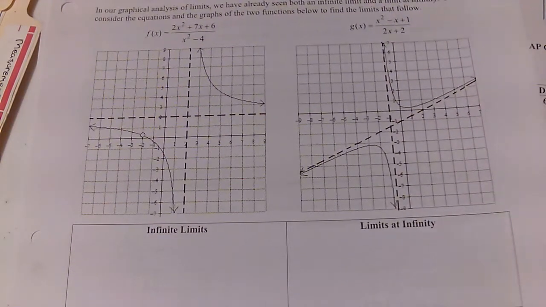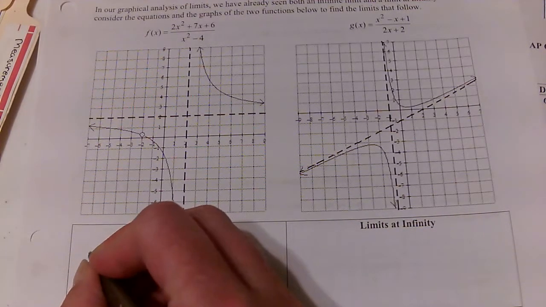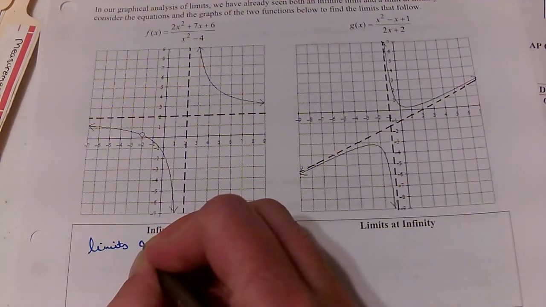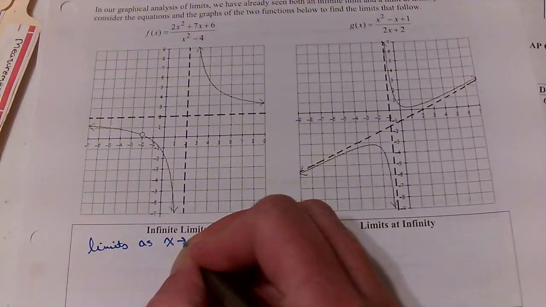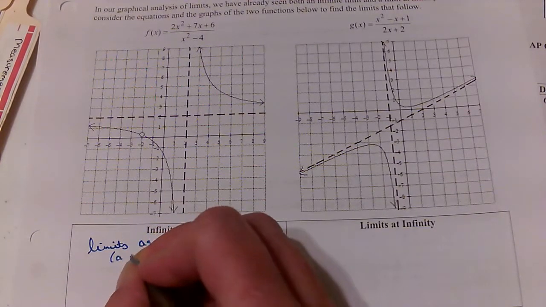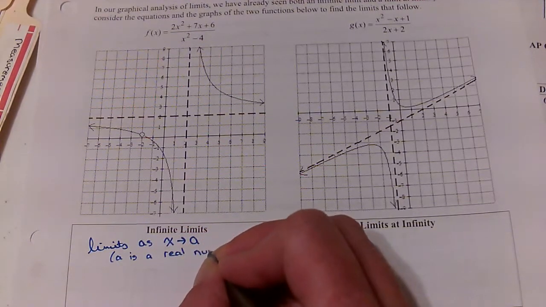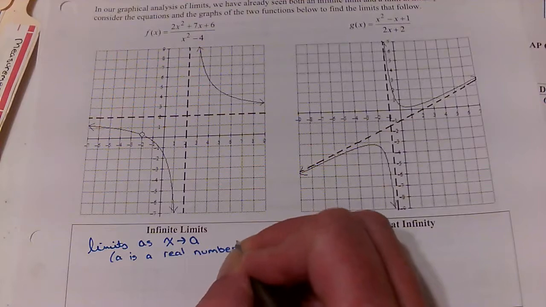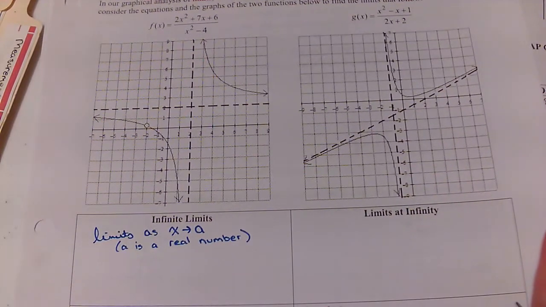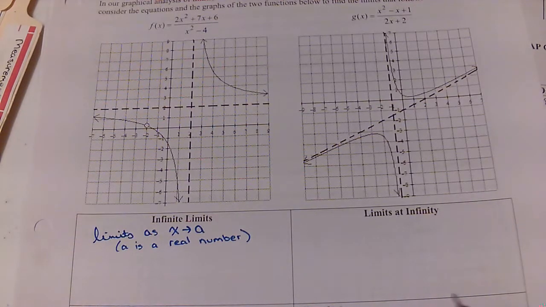Let's consider first when we have limits as x approaches some a, and let's say a is a real number. What are some possibilities? Well, of course, we could have a limit where it actually goes to a real number.